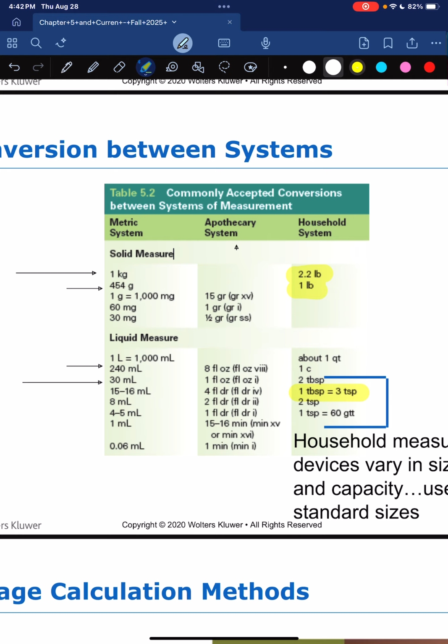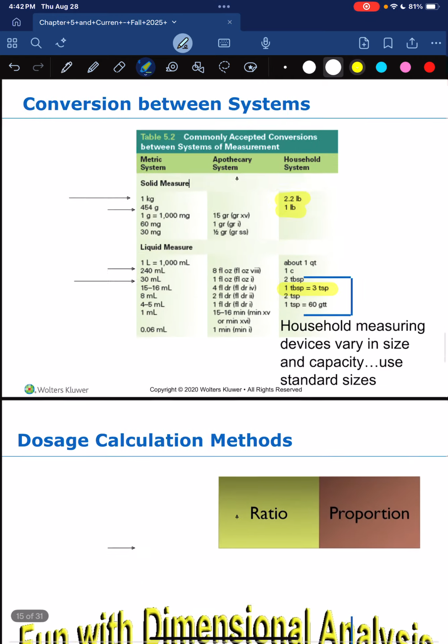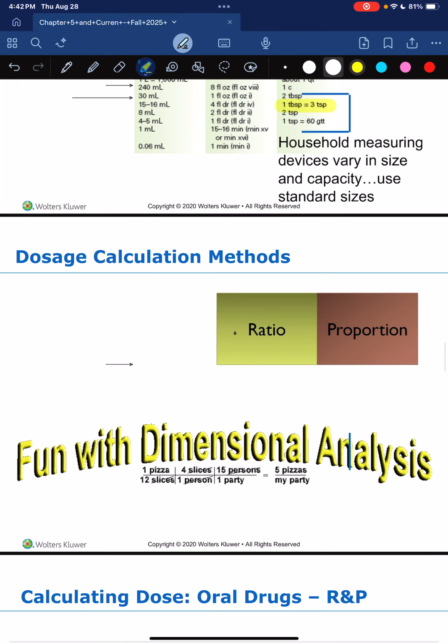So this brings us to dosage calculation methods. Let me ask the class this. How many of you have administered medications to someone other than yourself? You mean just like at home or in a hospital? Anywhere.